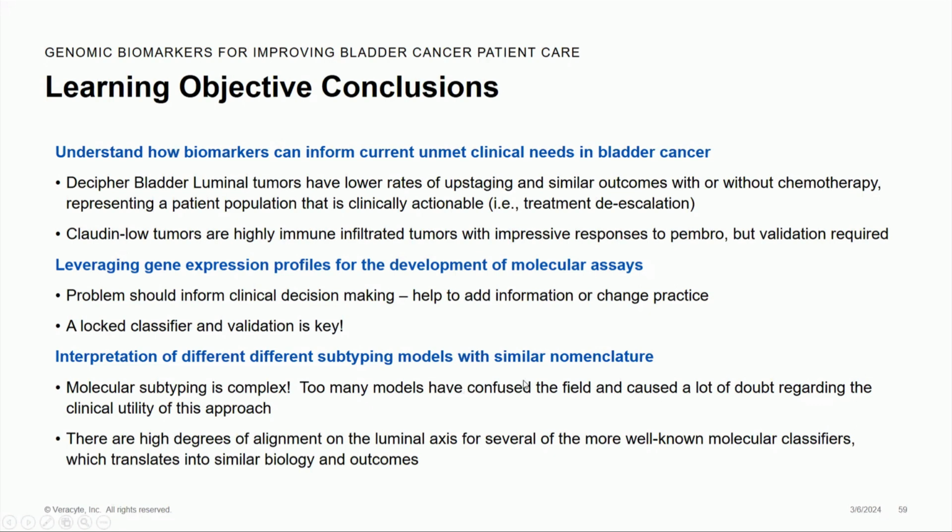And finally, with all these different subtyping models floating around, it's complicated. There's a lot of confusion in the field, a lot of doubt because there's too many models. I think there's a lot of work to be done to consolidate and bring these together. That said, there's definitely a high degree of similarity in the luminal axis for some of the well-known molecular classifiers. And given these are emerging clinical trials, I think this is encouraging for the future.